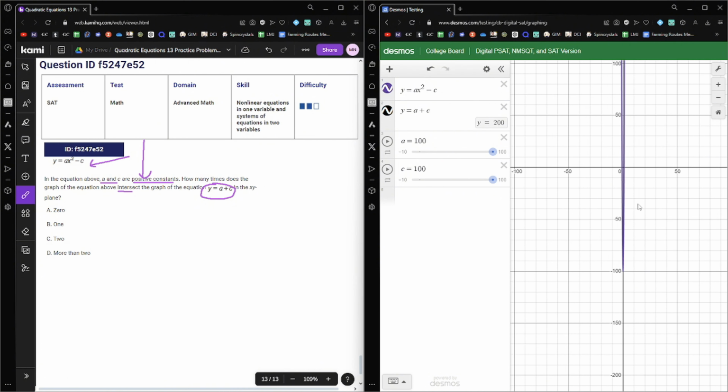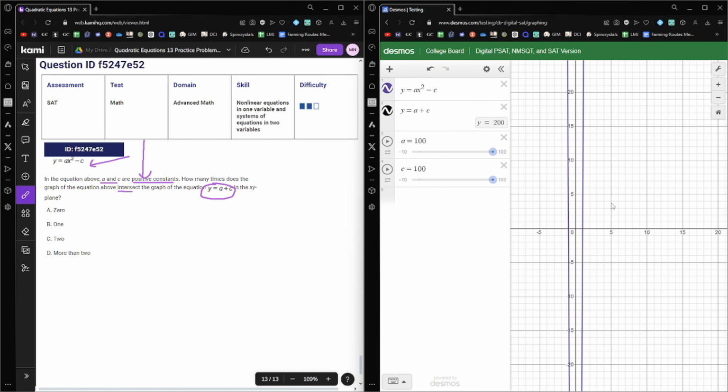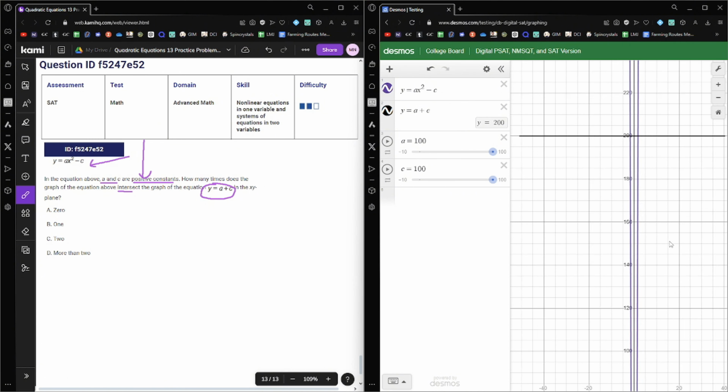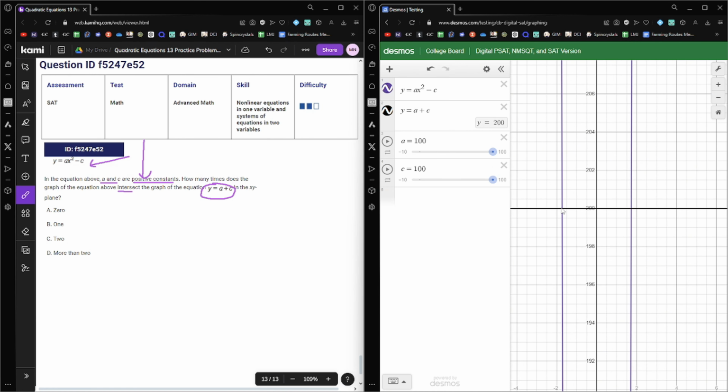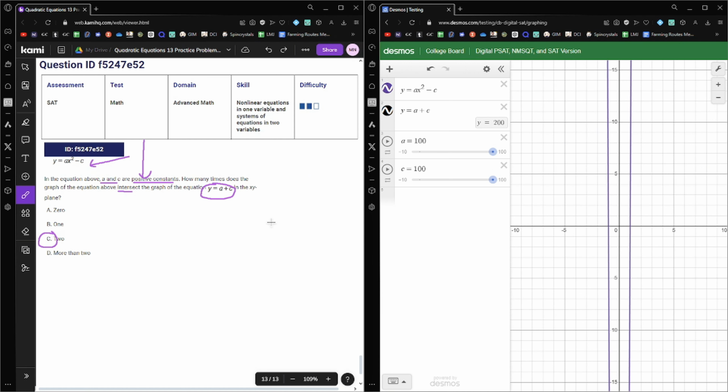Alright. Oh shoot, wait, what the heck? Wait, did I go too high? Oh, hey, look. Oh, I guess I did. Okay. Anyways, here you'll notice that the graph intersects at 2 points. So it intersects 2 times. Alright, that's going to be all 13 problems on quadratic equations.